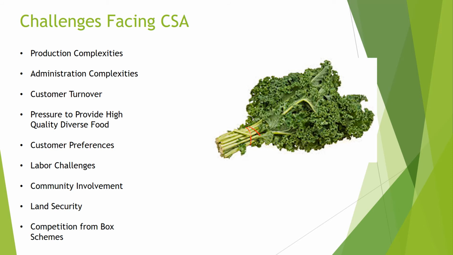There's also the pressure of providing high quality and diversity in the shares on a weekly basis. So you have to constantly mix up what's in the bag, and the quality needs to be there week in and week out. Labor challenges. So CSA farms are almost continually planting and harvesting a wide diversity of crops throughout the growing season. As with any fresh vegetable or fruit operation, harvesting, weed management, and post-harvest handling on a CSA farm represent a large proportion of total farm labor and require careful oversight.